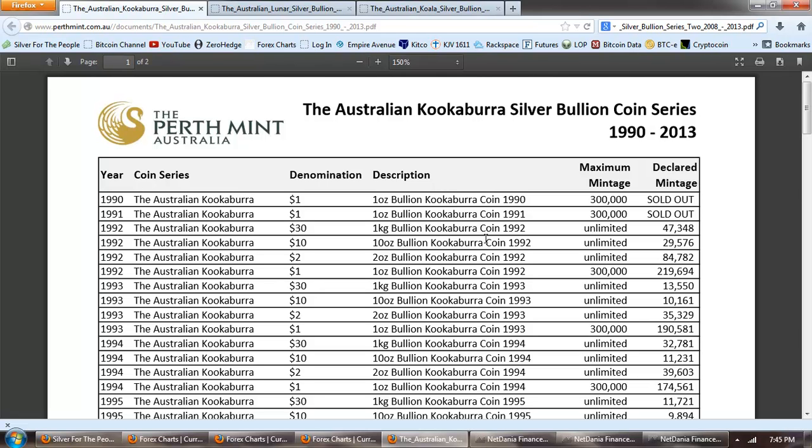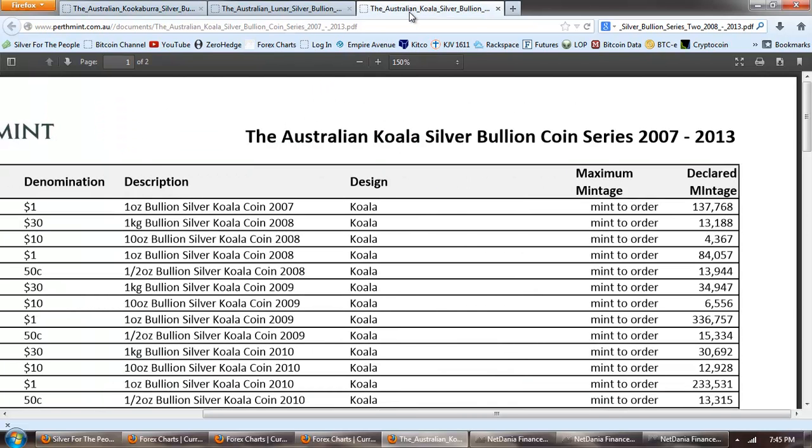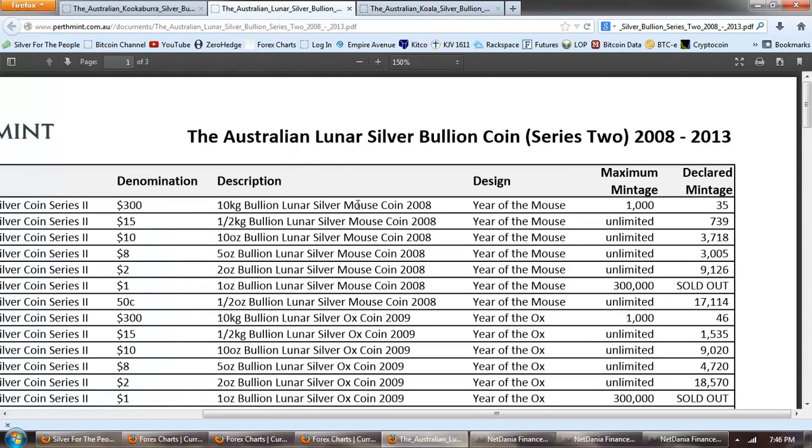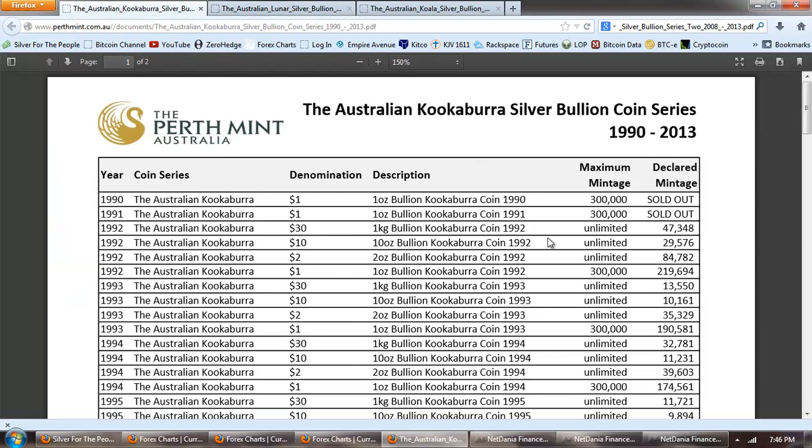Another reason is the tremendously low mintage. Now, we're going to be looking at the Kookaburra series, the Koala series, and then the Lunar Series 2. Those are the main silver coins out of Perth that I have concentrated on. Now, let's start off with the Kookaburra series. For the most part, these mintages are limited at that 300,000 level. That's a limit that the Perth puts on them.